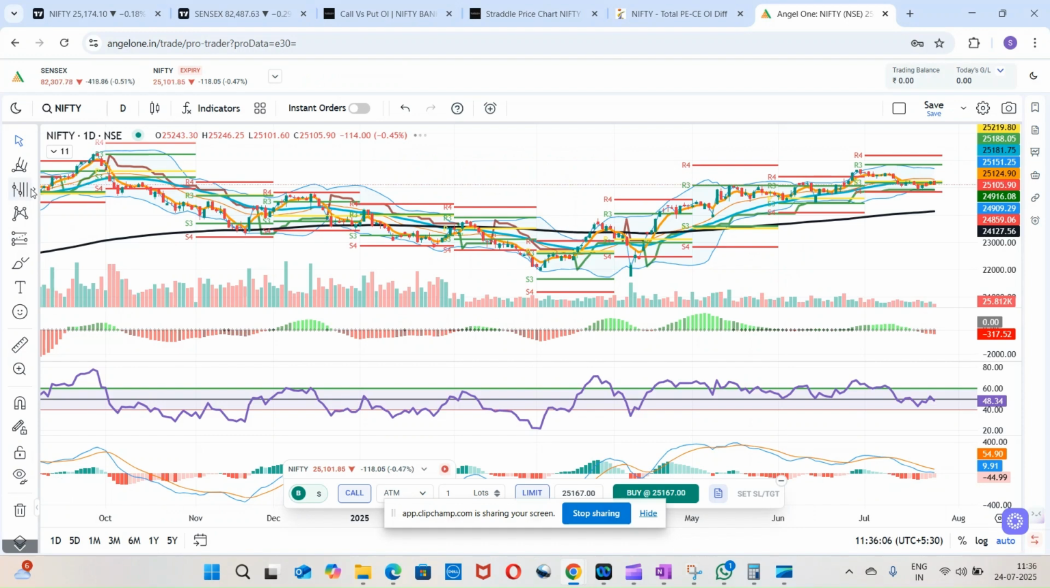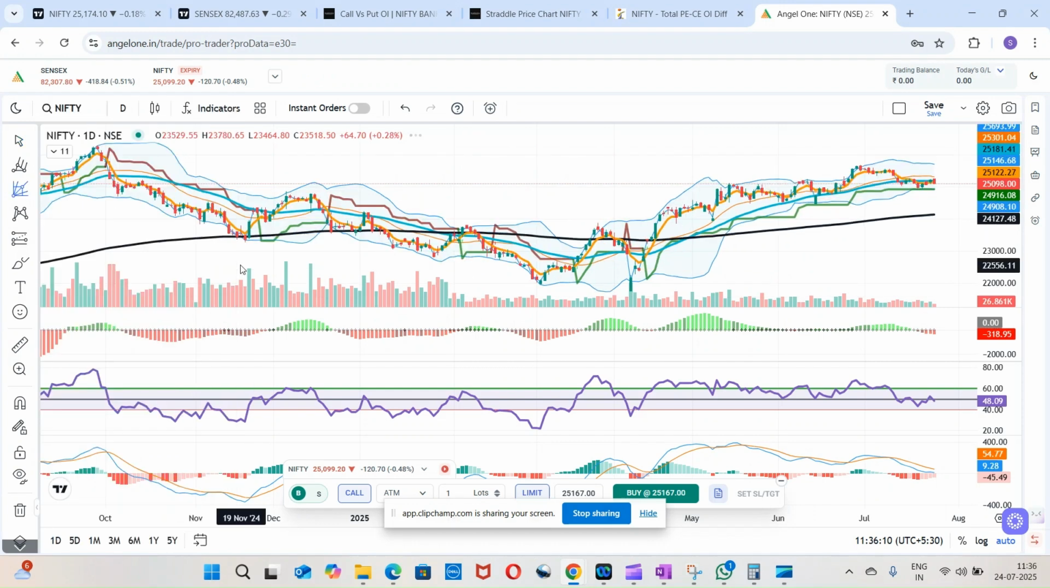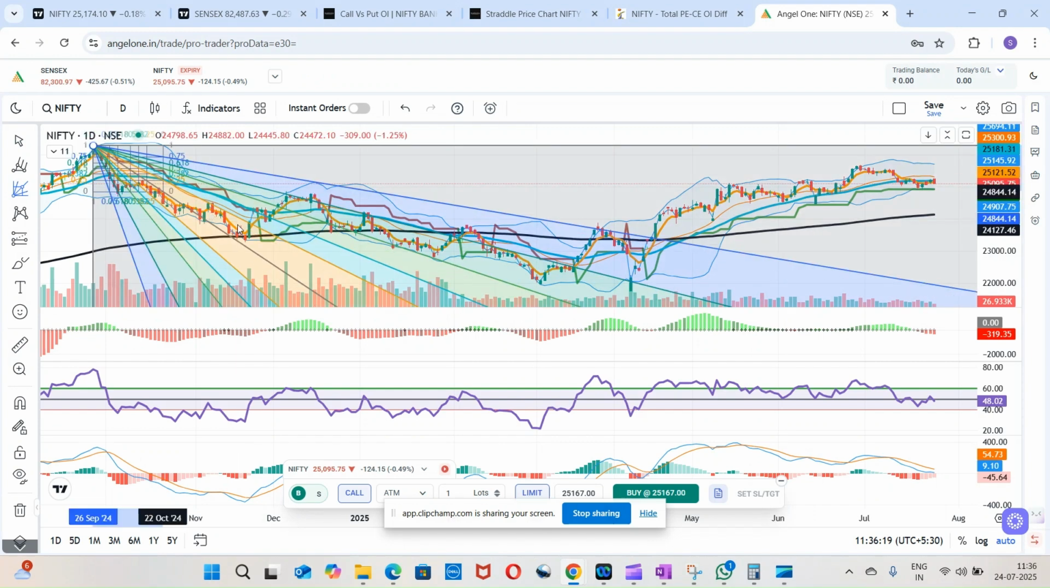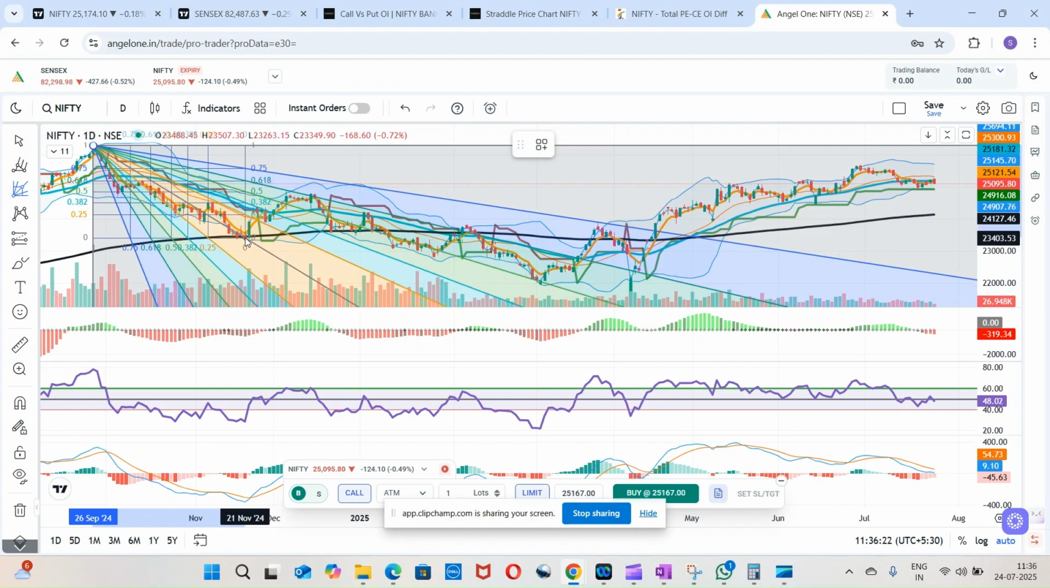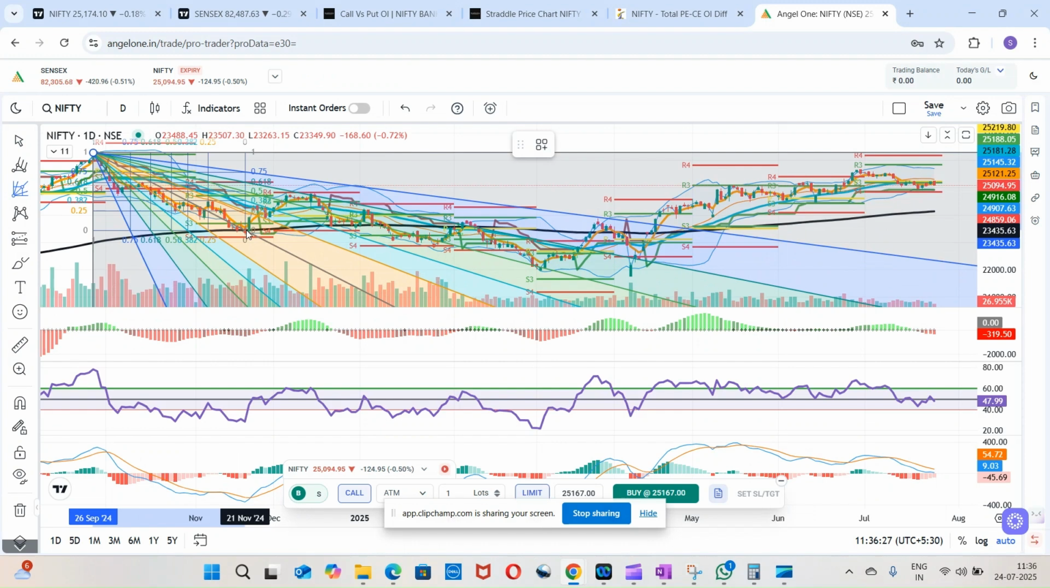Okay, so fib speed resistance fan. If I take, so this is the one. So we'll use this. Okay, and we'll mark here. Okay, here we'll mark.